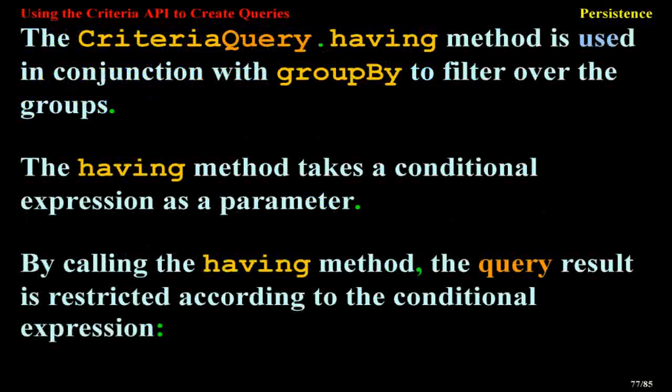The CriteriaQuery.having method is used in conjunction with groupBy to filter over the groups. The having method takes a conditional expression as a parameter. By calling the having method, the query result is restricted according to the conditional expression.